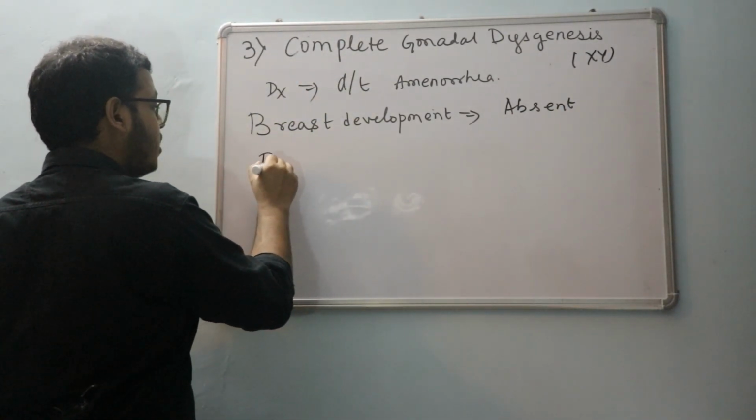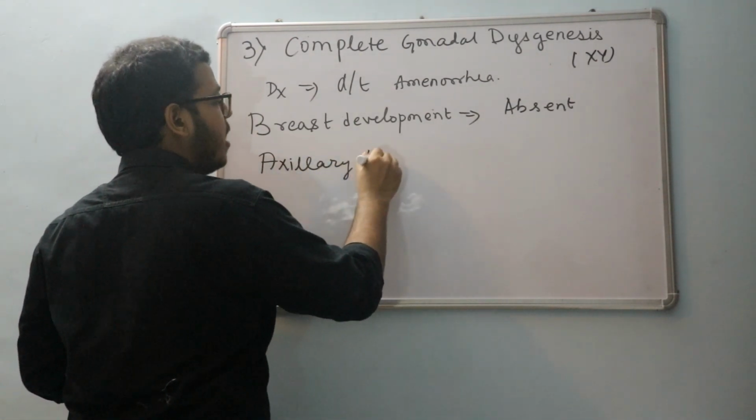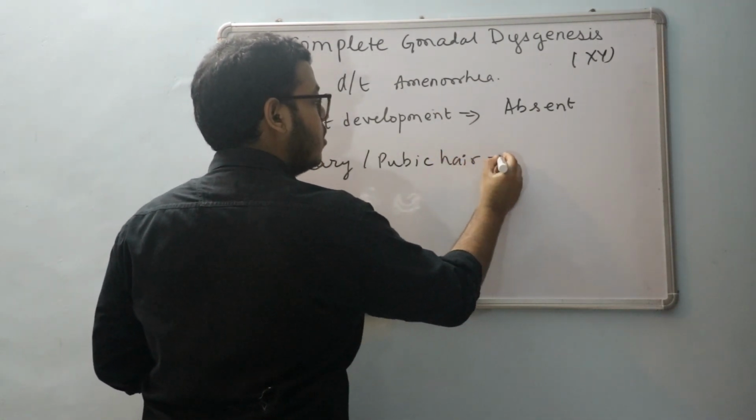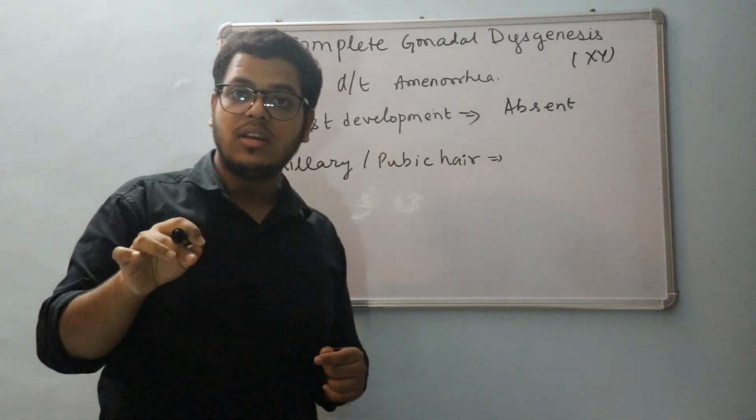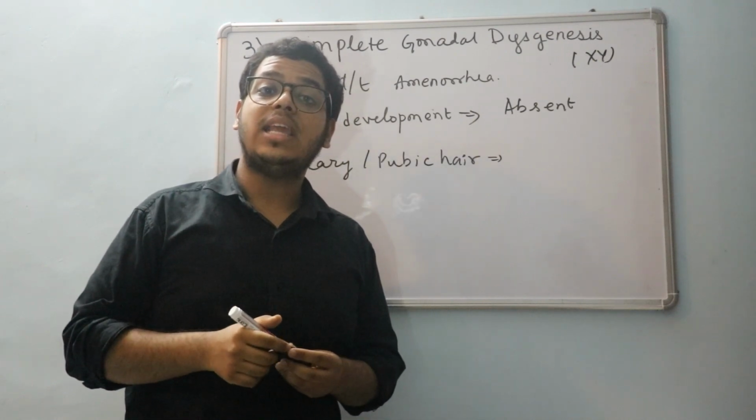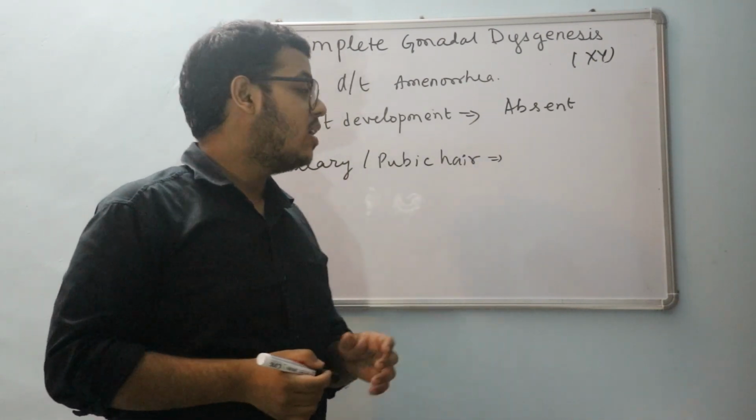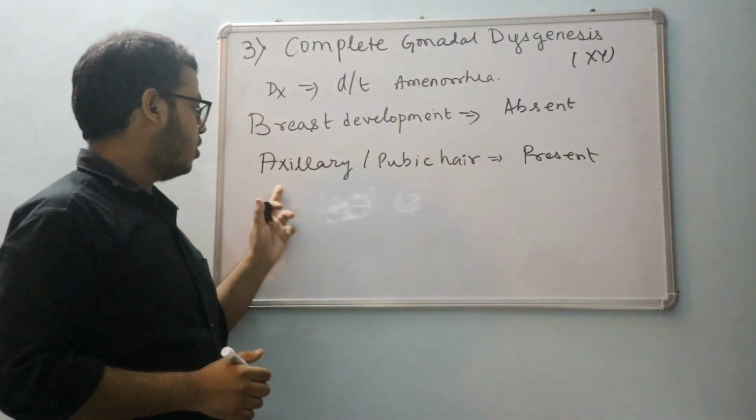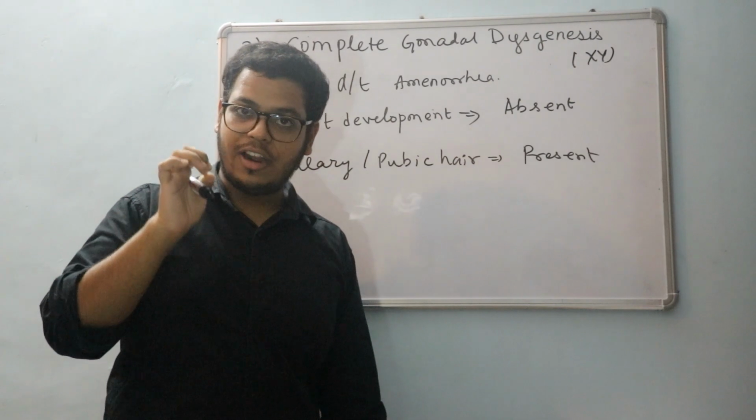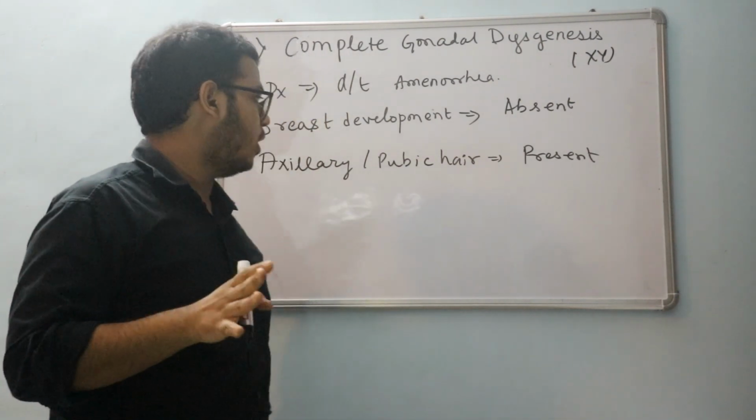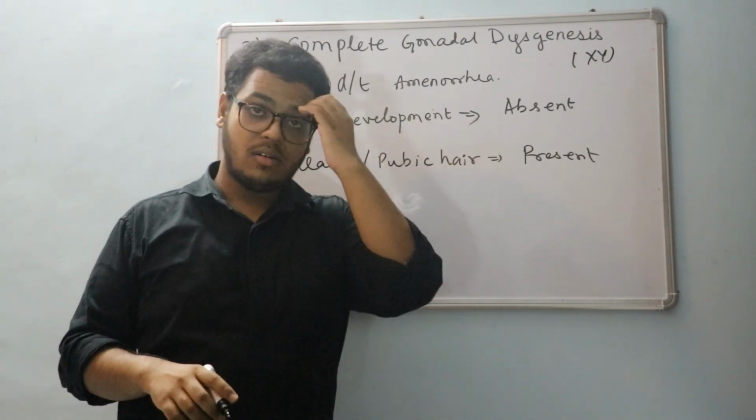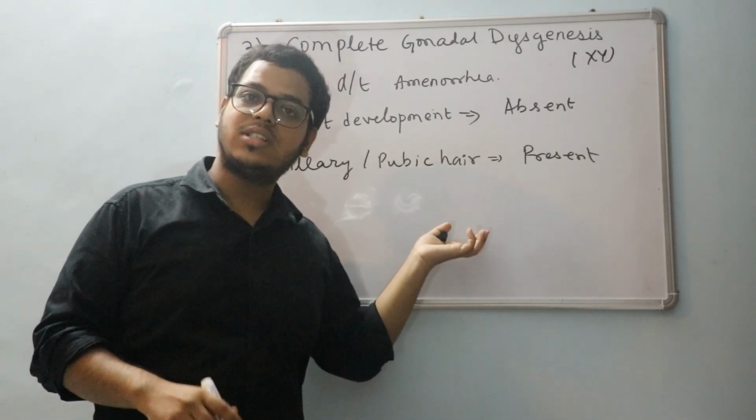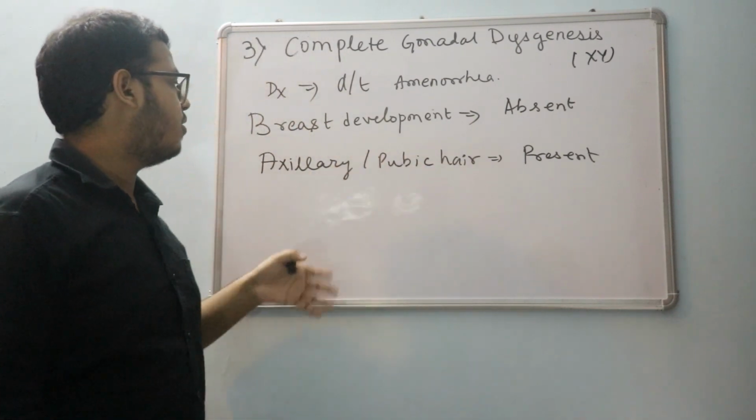What next? Axillary and pubic hair. Axillary and pubic hair will be present, because the small amount of androgens formed by the adrenal gland will be sufficient for the growth of secondary sexual hair. But it is not sufficient for aromatization and formation of breast, for thelarche. This will happen because here there is no problem with the androgen receptors. A small amount of androgens will be produced by the adrenal, which will give rise to this.